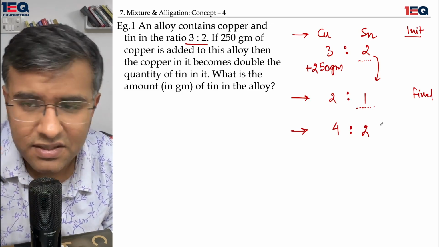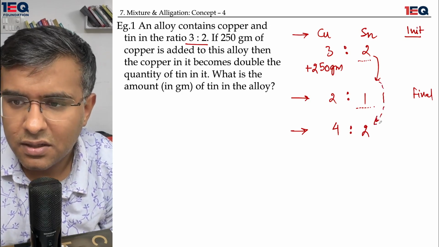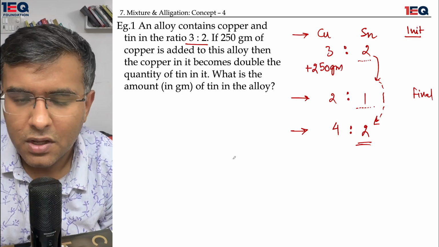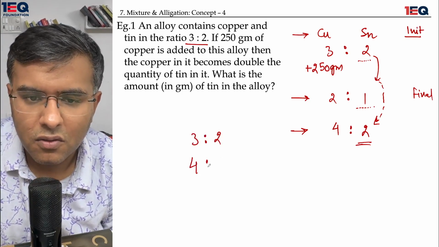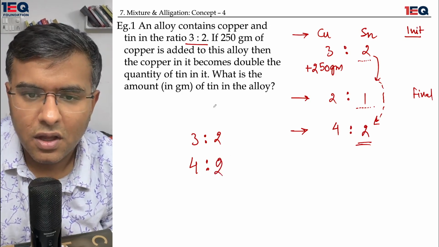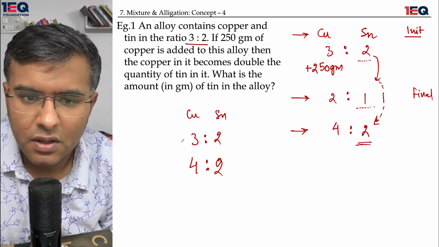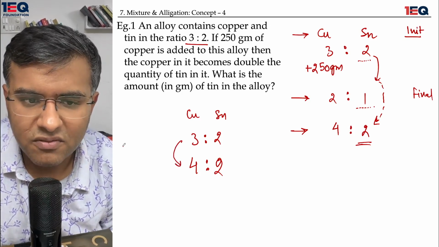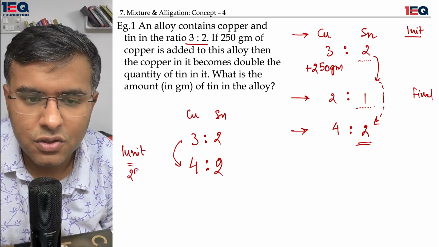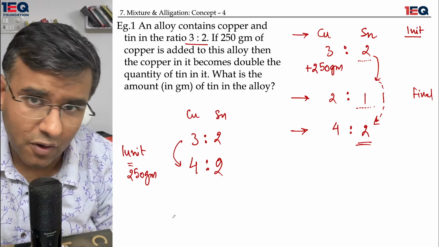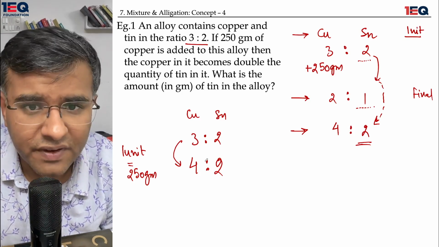Okay, at least in the sense of ratios. In the sense of ratios, I have made sure that tin remains the same, right? So my new equation comes out to be 3 is to 2 and 4 is to 2. This is Sn or tin, and this is Cu, which is copper. Now, there is a gap of 1 unit which has been created by the addition of 250 grams of copper. So I can easily say that 1 unit ratio is equal to 250 grams.